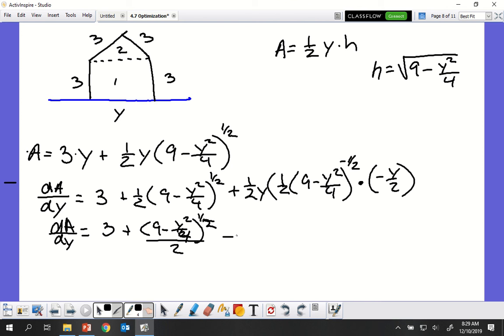These y's right here will cancel, but I'll still have a 2 and a 2 right here. So all those 2's are going to give me 8, right? So it's 8 on the bottom. Is there anything left on the top of the numerator? No, because this is a negative exponent, so that's going down, and I canceled out my y's. So it's going to be 1 over 8 quantity 9 minus y squared over 4 to the 1/2.